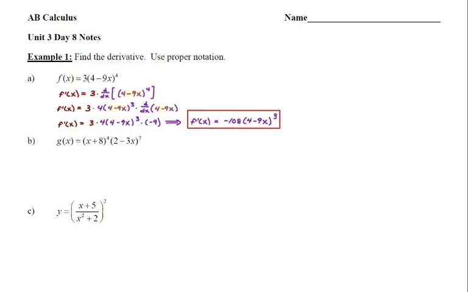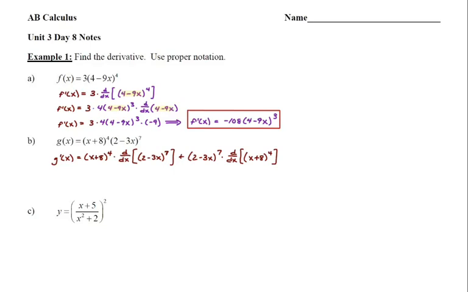For example 1b, what you'll notice is I have x plus 8 to the fourth times 2 minus 3x to the seventh. That is a product. So to take the derivative, I would set up the product rule. The derivative g prime of x is going to be x plus 8 to the fourth times the derivative of 2 minus 3x to the seventh plus 2 minus 3x to the seventh times the derivative of x plus 8 to the fourth. So that is the setup for the product rule.